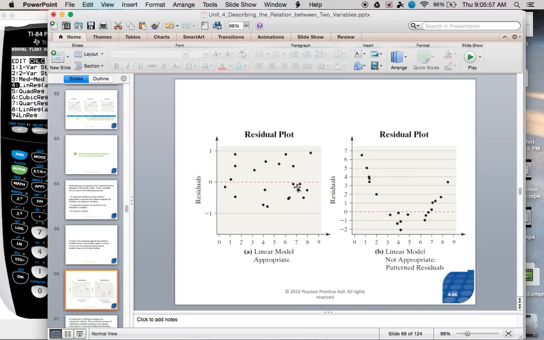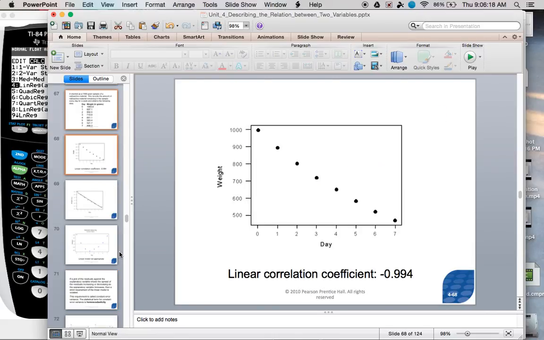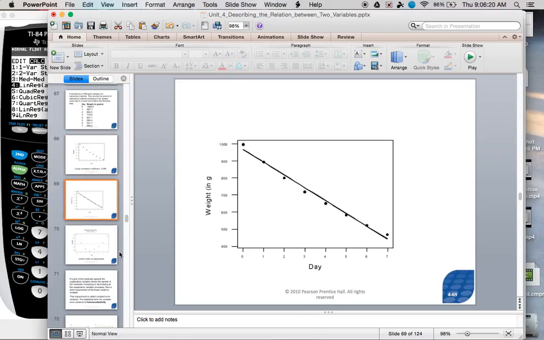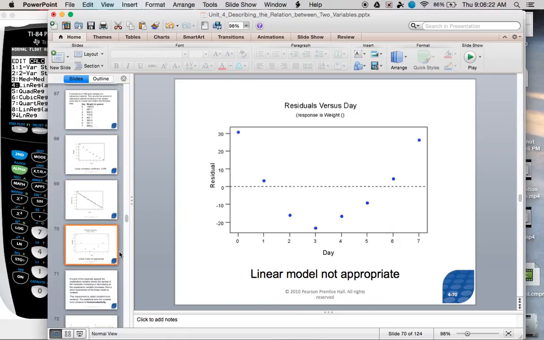In this residual plot, this would be an appropriate linear model. You have values that are above the mean. You have values that are below the mean. Well, look at this residual plot. It follows a pattern, almost a U-shaped pattern. This linear model would not be appropriate because it follows a U-shaped pattern. More examples that you can read through. Residuals, once again, not appropriate because it follows a pattern.